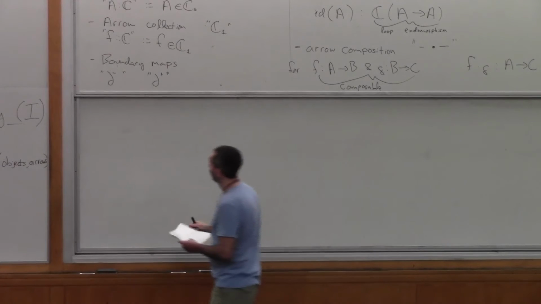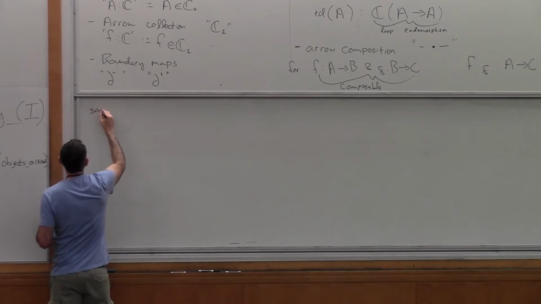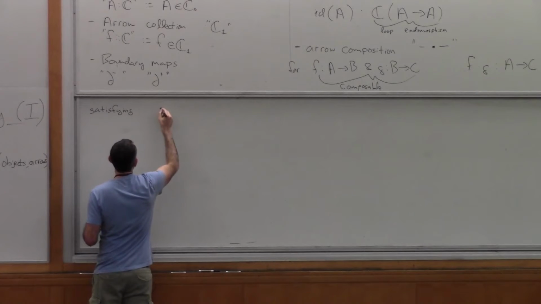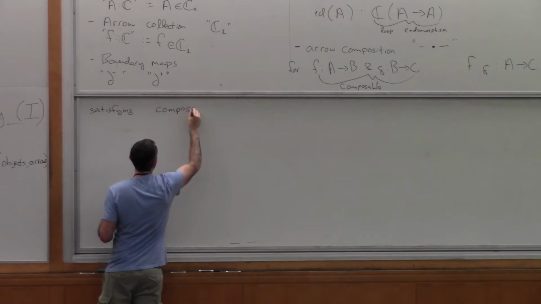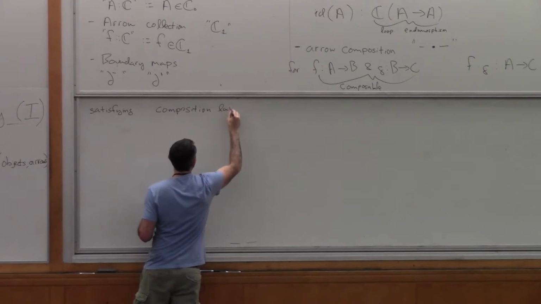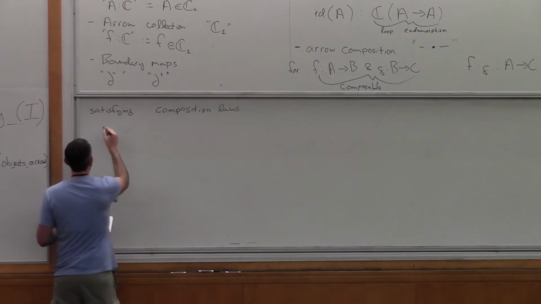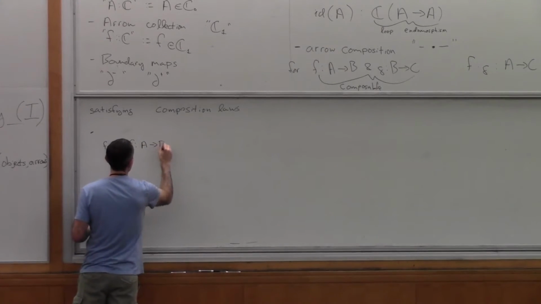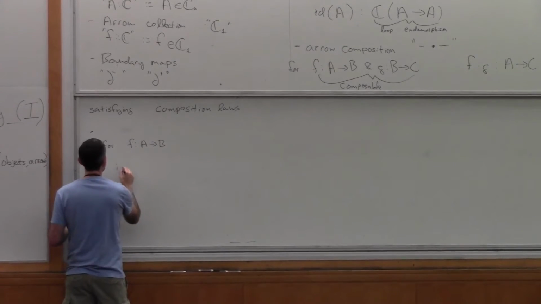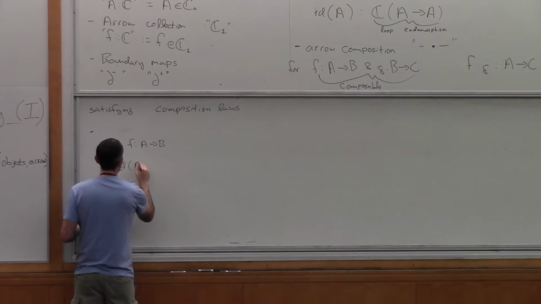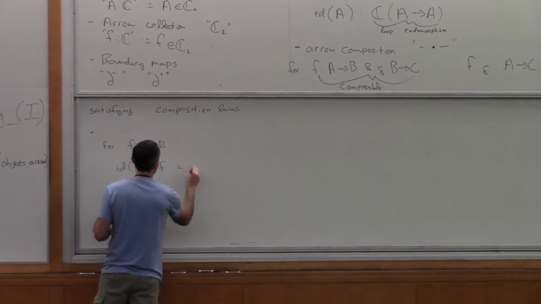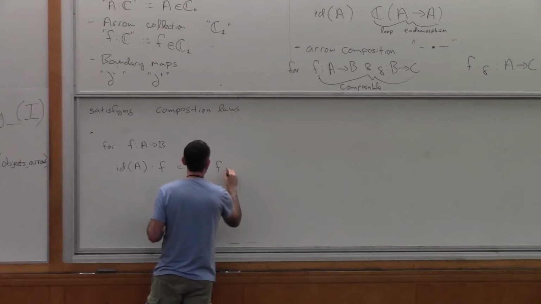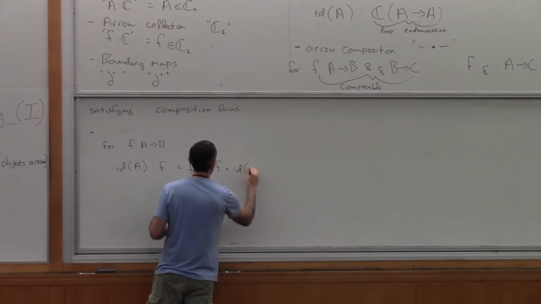And then we have some relations. Data satisfying some relations called the composition laws. Okay? And this says that if we have an arrow, then if I compose the identity arrow on its domain with the arrow itself, then I just get the arrow itself. Okay? And furthermore, that's the same as if I compose the arrow with the identity arrow on its codomain.